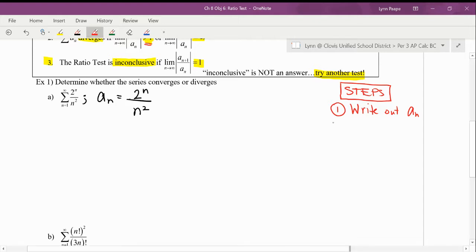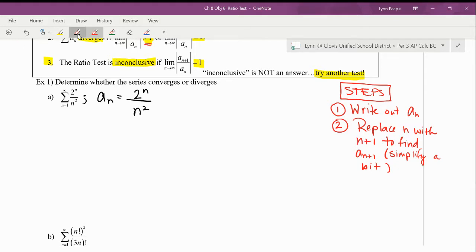And then my second step, once I do that, is I want to replace n with n plus 1. And I'm going to do a little bit of simplifying as well. And that is to find what we call the (n+1)th term, or a subscript n plus 1, okay? And then do simplify a bit. And you can do that in the next step as well, but that's just to help you out, because eventually you're going to have to do some simplifying. Okay, so I'm going to find the (n+1)th term.